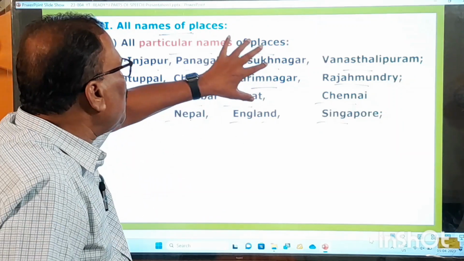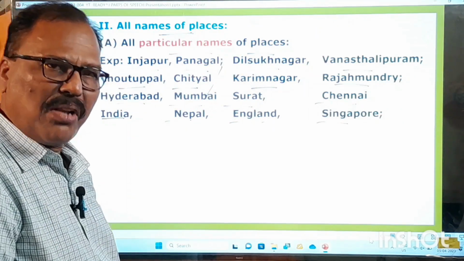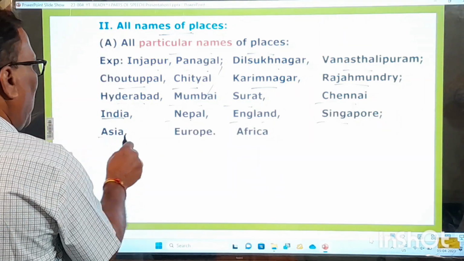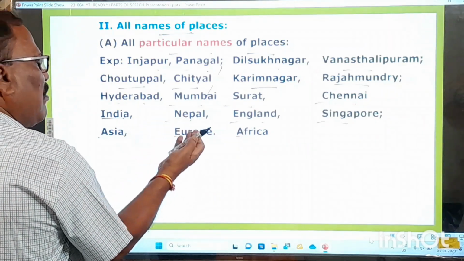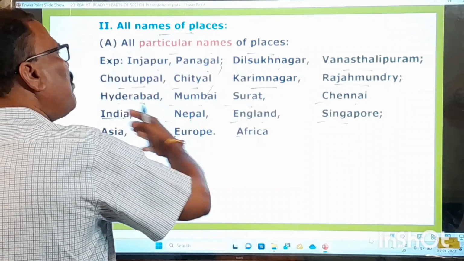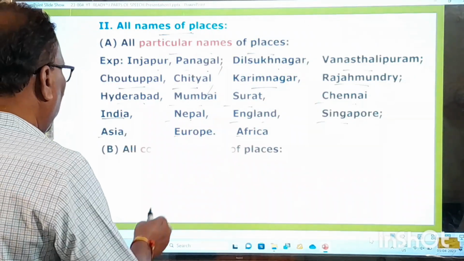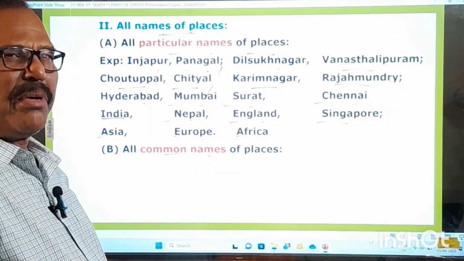In this way, particular names of places are also nouns. And here I would like to give you Asia, Europe, Africa. These are continents. Asia is a different continent, and Europe, Africa. All these places have their separate names. And here you pay attention, there are also common names. What are the common names of places?